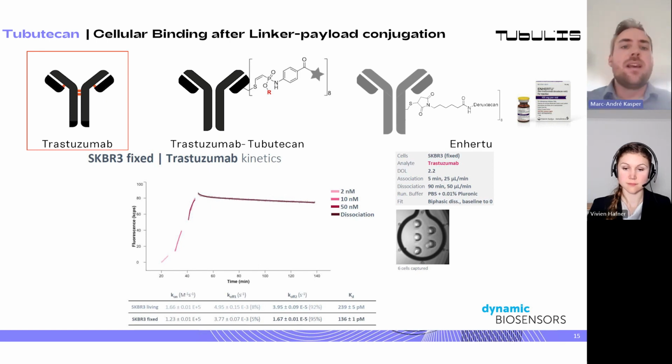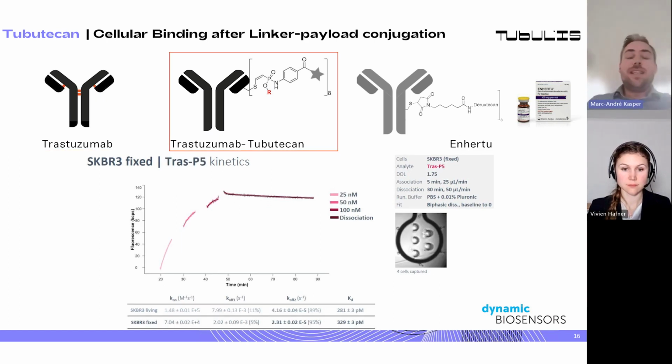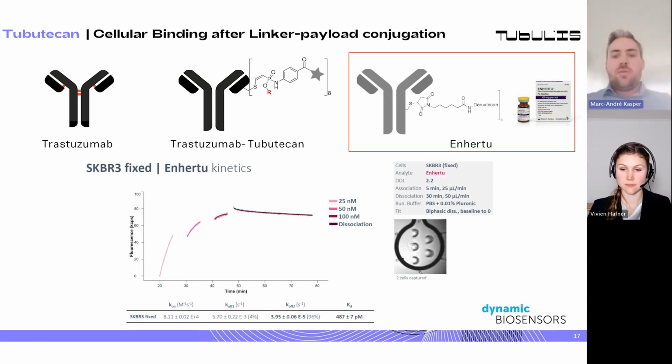So we wanted to know how the tubulin ADC, after the conjugation, now behaves, and we were very happy that this looks very similar. It also works on living and on fixed cells. We see a slight reduction in on rate, but still the KD is very similar to the trastuzumab. So we are still in the picomolar range and below 1 nanomolar. We also did this for Enhertu, and it's also similar.